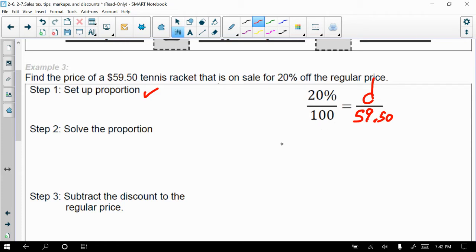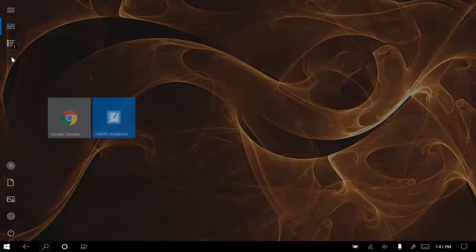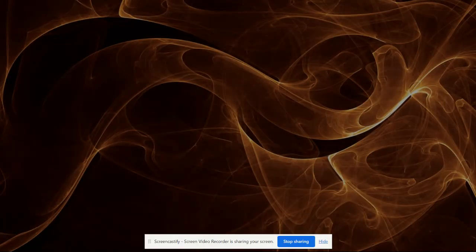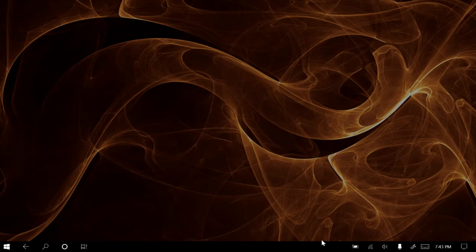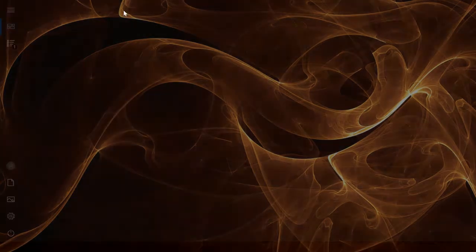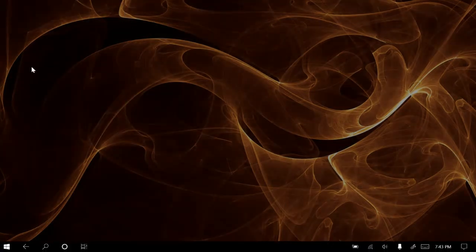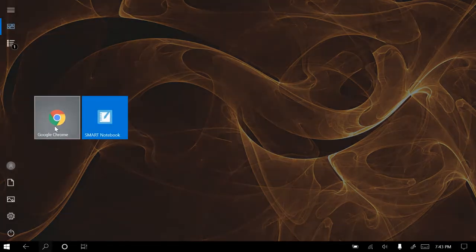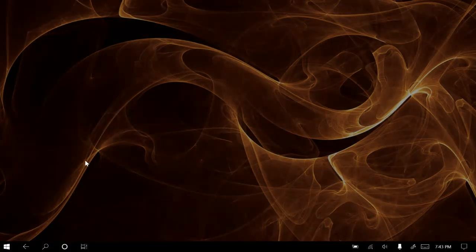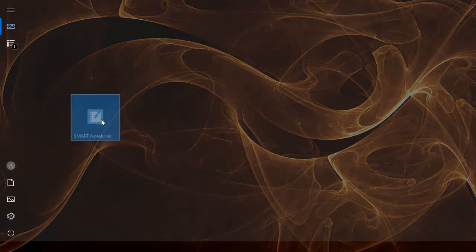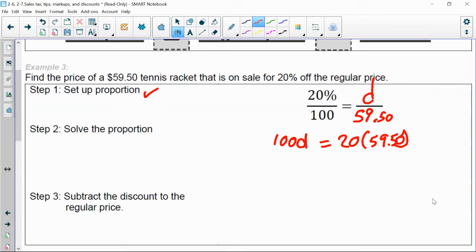Then we're going to do our cross products. So 100D equals, and then we got to take 20 times my 59.50. Okay, now if you're using Desmos for this, sorry, I already have my Desmos up. Hopefully, it'll let me. Nope, it's not letting me go back. Okay, well, I guess we will just skip showing the Desmos this time around.